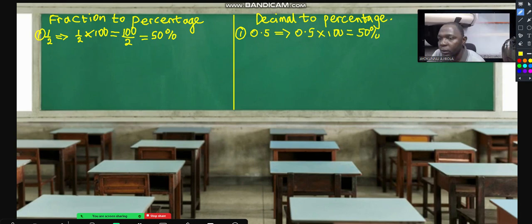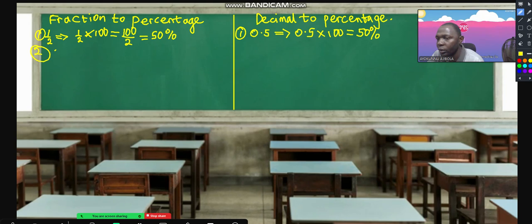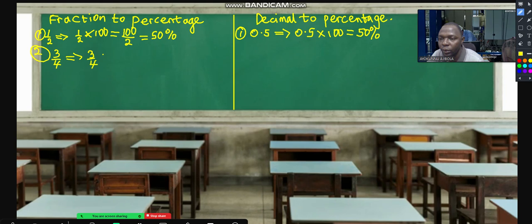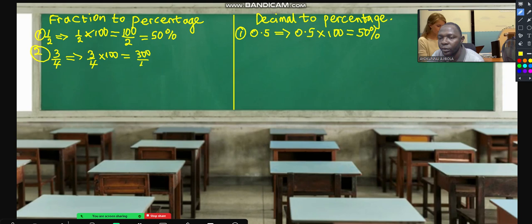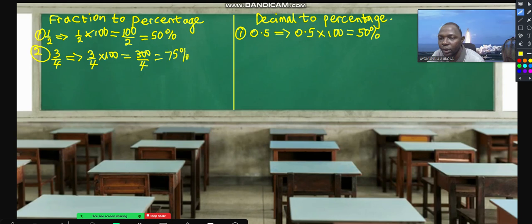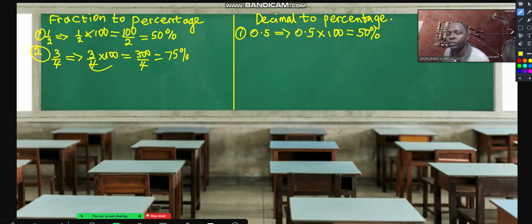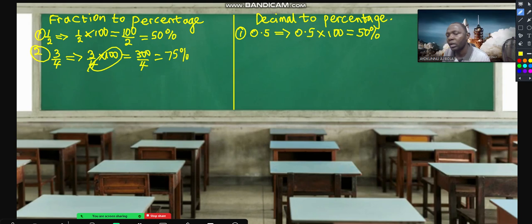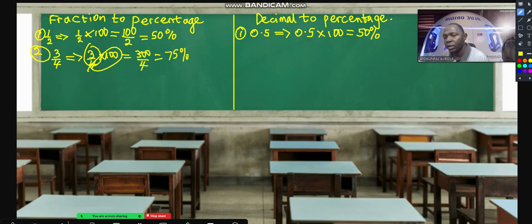Then number 2, 0.75, 3 over 4. To percentage, we can say this is 3 over 4 times 100, and this is 300 over 4. That will be 75%, because if you use 4 to divide 100, that will be 25. 25 times 3 is 75.